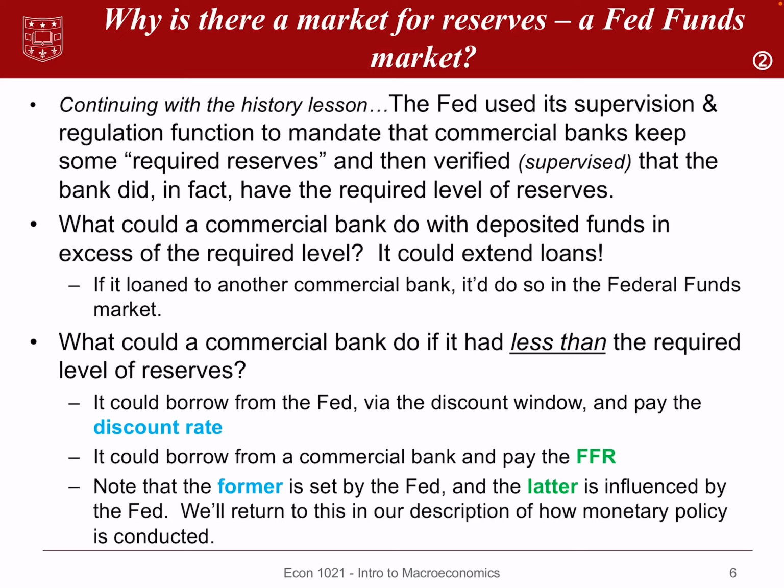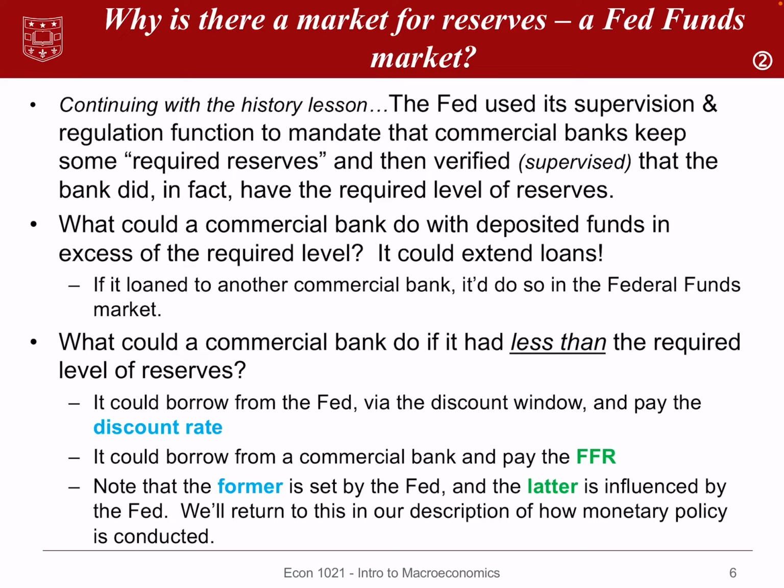So we talked about the lender of last resort function in the previous set of notes. Now we can introduce the application of another function, kind of continuing with our history lesson. The Fed used its supervision and regulation function to guard against these kinds of banking panics by mandating, in the old days, that commercial banks keep some required reserves. And then they supervised banks in order to ensure that they did, in fact, have the required level of reserves.